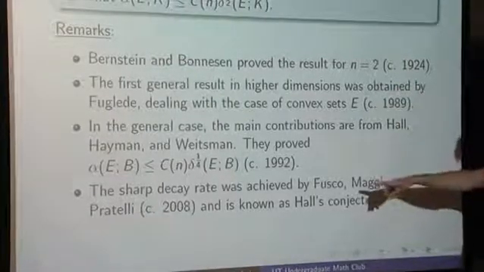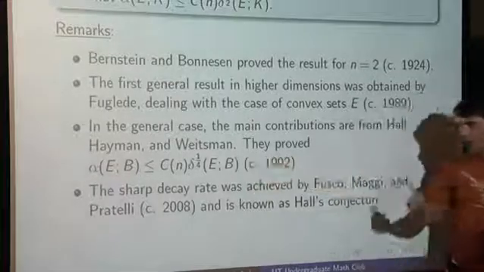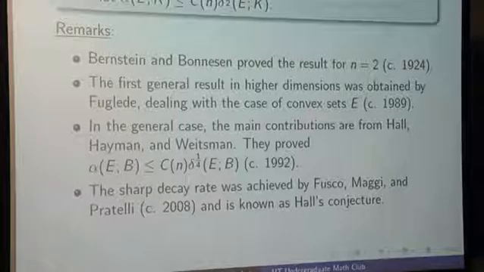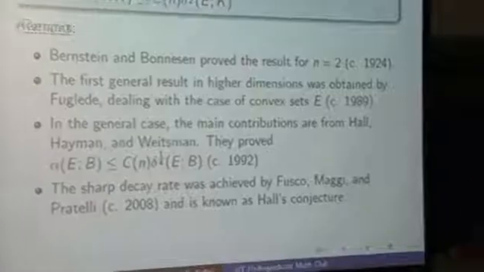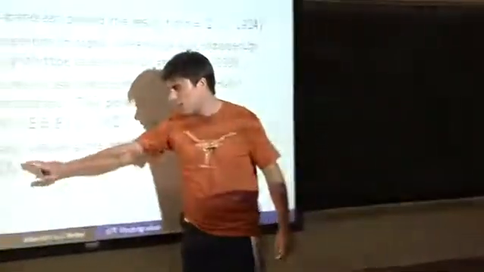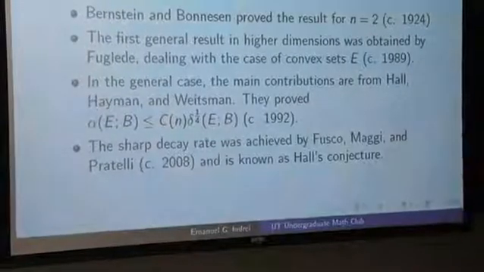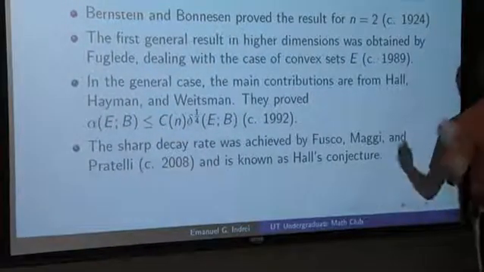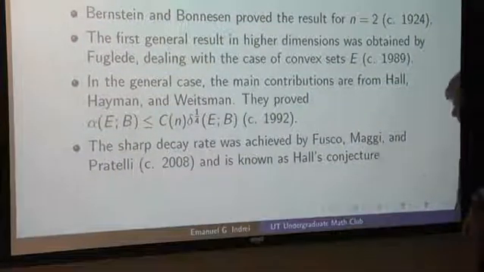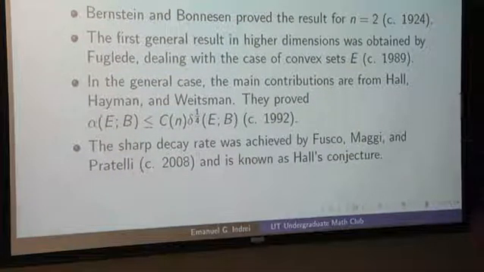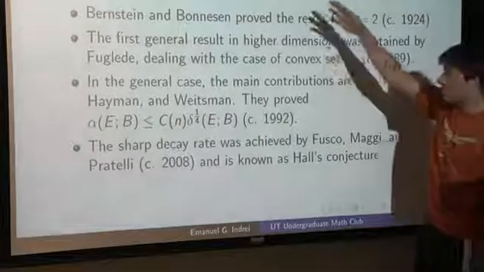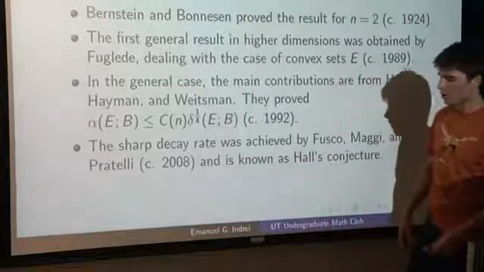So Hall conjectured, he said, you know what, I don't think 1/4 is the best constant that you can get. He said, I think 1/2 is. And actually this was recently confirmed in an analyst paper from 2008 by Fusco, Maggi, and Pratelli. And actually Francesco Maggi is visiting here. He's a friend of my advisors and a collaborator. So they proved that you can actually get beta equal to 1/2, thereby confirming Hall's conjecture.